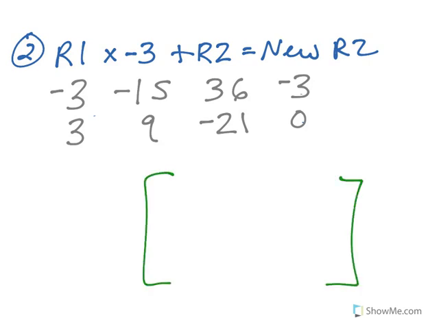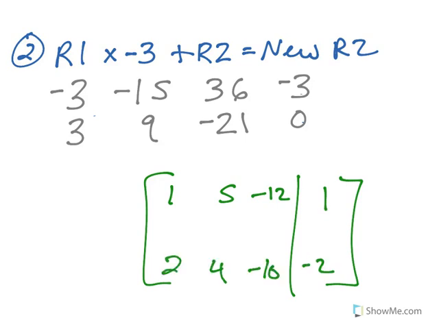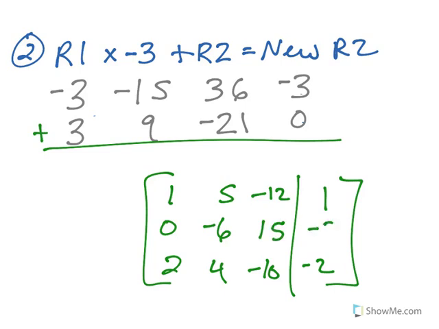So in my matrix, row 1 and 3 stay exactly the same. 1, 5, negative 12, and 1. Row 3 is 2, 4, negative 10, negative 2. Those don't change. But when I add these together, that gives me my new row 2. So negative 3 plus 3 is 0. Negative 15 plus 9 is negative 6. 36 plus negative 21 is 15. And negative 3 plus 0 is negative 3. Now I have a 1, and then underneath that in the first column, I have a 0. That is my goal. Now I need to make this last 2 a 0.